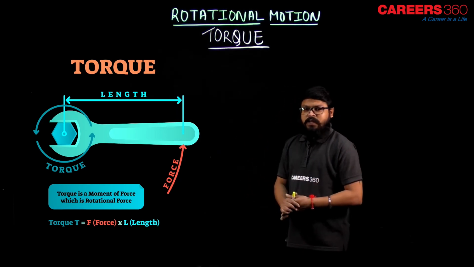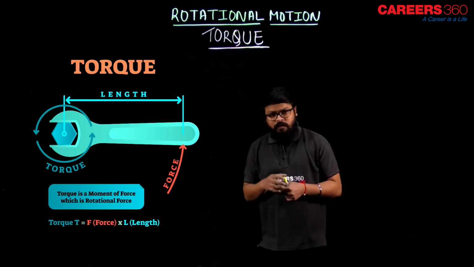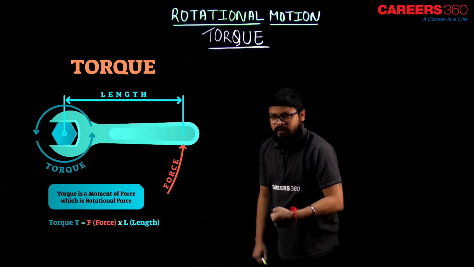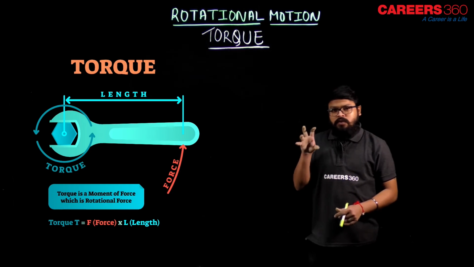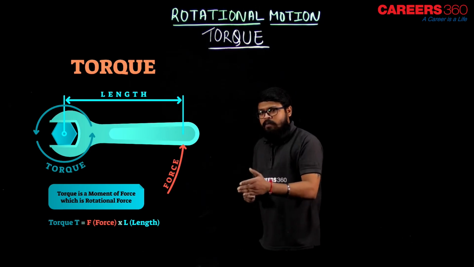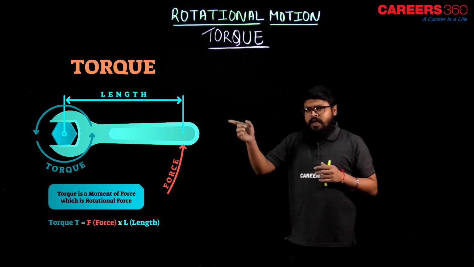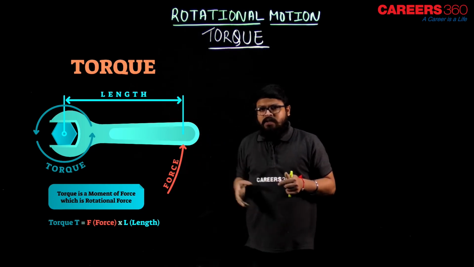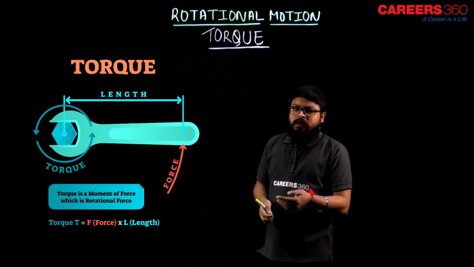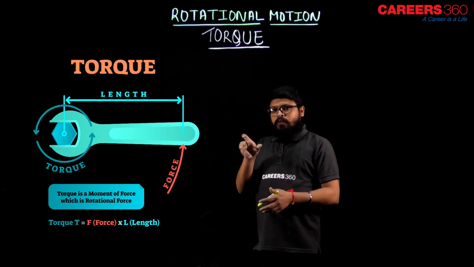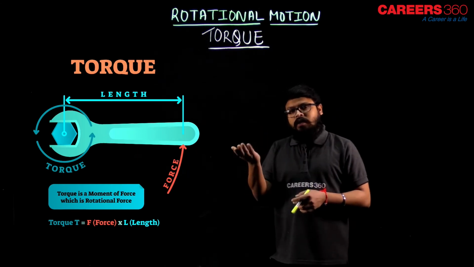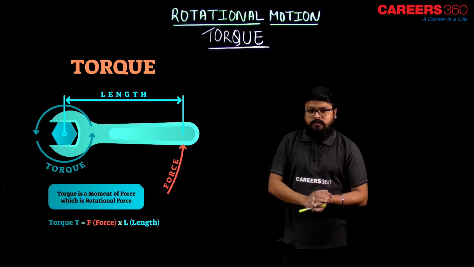So here is the example. As you can see, there is a wrench, there is a screw, right? You apply force upward or downward. The position of the screw is fixed. Now you are applying the force either upward or downward at a particular length. As you can see, the length is given over here, right? So when we apply the force at a particular length, either upward or downward, the screw would be in rotational motion, either clockwise or anti-clockwise, depending upon the direction of application of the linear force.